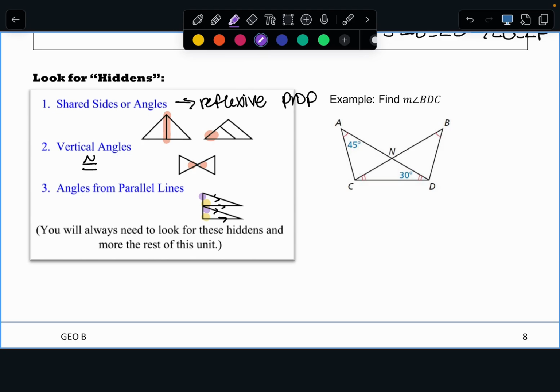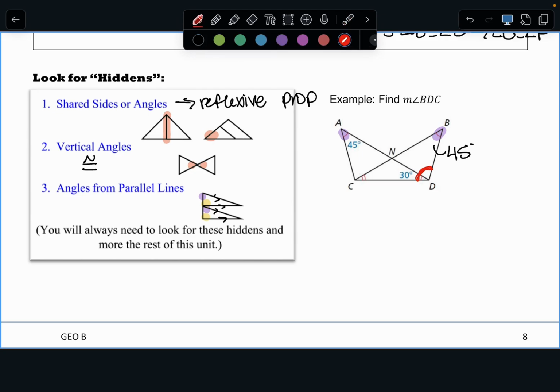We're going to do this example. First things first. Let's kind of match up some things. If angle A is 45 degrees, what's angle A congruent to? Angle B. So what's angle B? 45 degrees. Okay. What we're looking for here is to find BDC. I'm going to want this entire angle, that entire red angle. If this angle right here is 30 degrees, what other angle is 30 degrees?